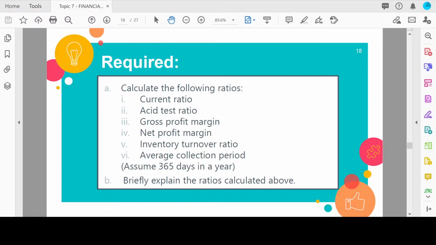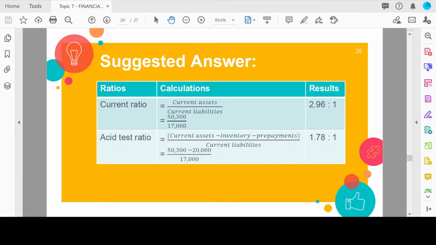So let's look at the requirement. You are required to calculate the following ratios. Number one, the current ratio, acid test ratio, gross profit margin, net profit margin, inventory turnover ratio, and the average collection period. We need to assume that there are 365 days in a year, and then briefly explain the ratios calculated above. Let's start with the first one, the current ratio.